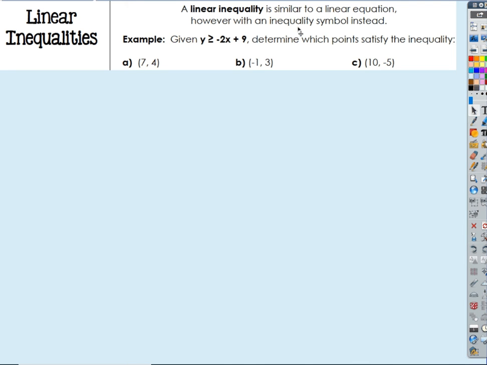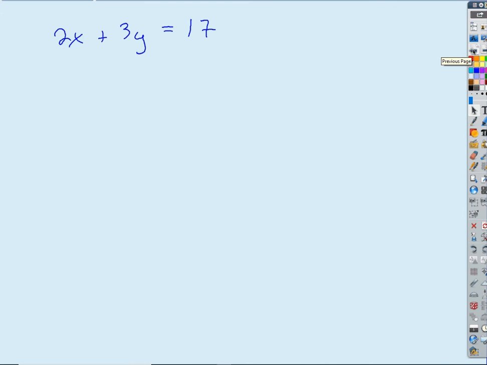So first of all, what does it mean to be a solution? It says determine which points satisfy the inequality. In other words, which of these points are solutions, right? Well, solutions for an inequality work in the same way that they do for an equation. If I have a linear equation here, how could you check to see if, for example, the point 4, 3 is a solution? Plug it in, see if it works, see if it satisfies the equation. If it satisfies the equation, that means it makes it what? What's it do for the equation if it satisfies it? Makes it true. Good.